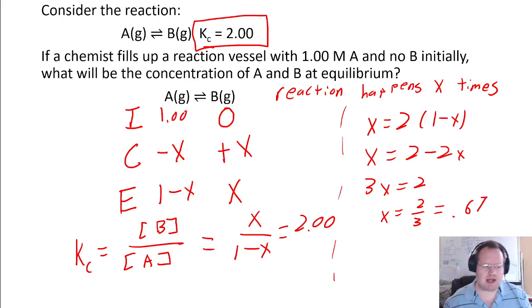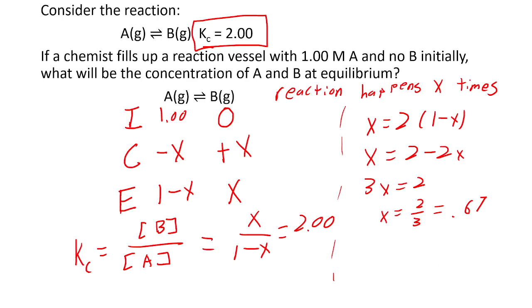Now, we're not done here. Some people will actually just circle this answer and be like, okay, we're done. We have 0.67. But we have to actually come up with what those concentrations are. So let's plug them in. So it is true for B. B is just 0.67. That's good.